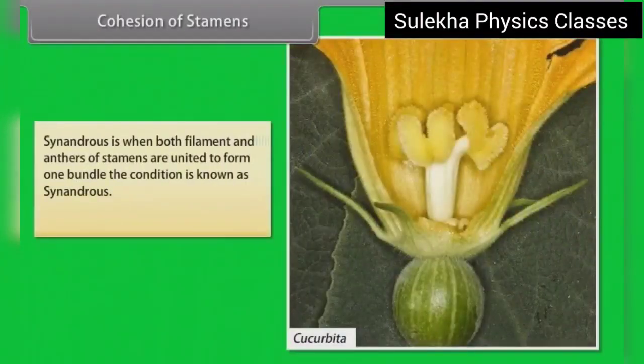Synandrous is when both filaments and anthers of stamens are united to form one bundle. The condition is known as synandrous. Example, Cucurbita.